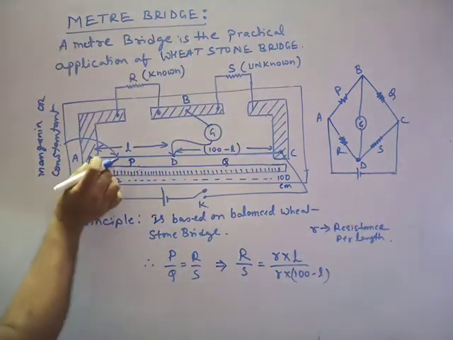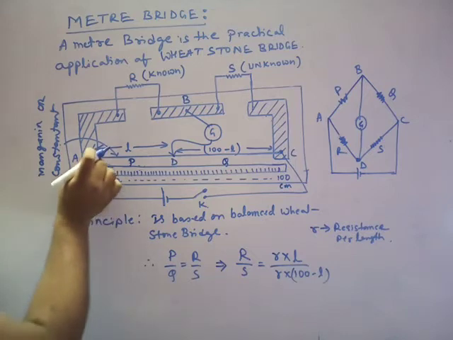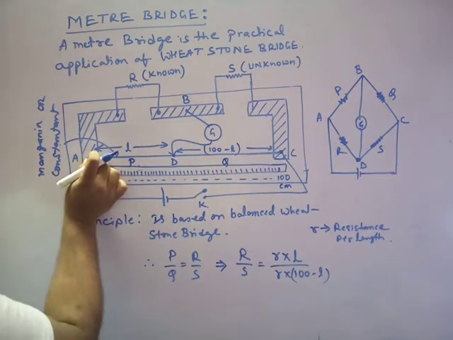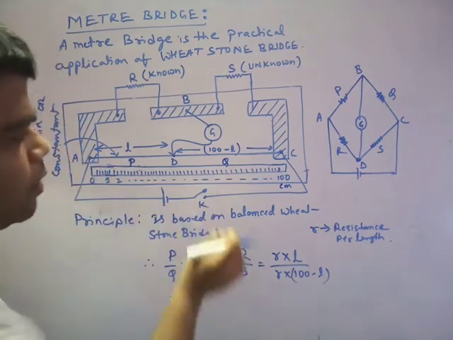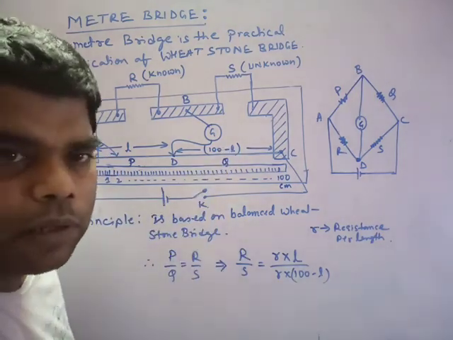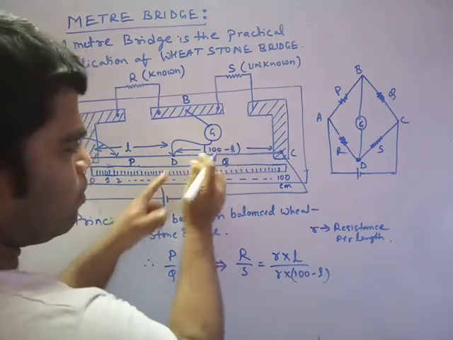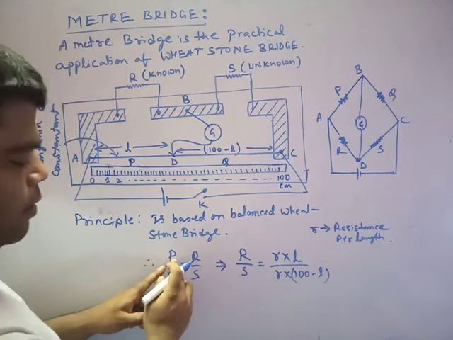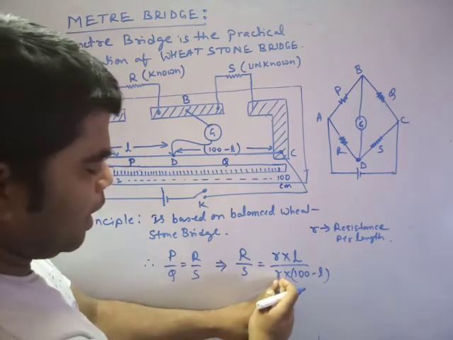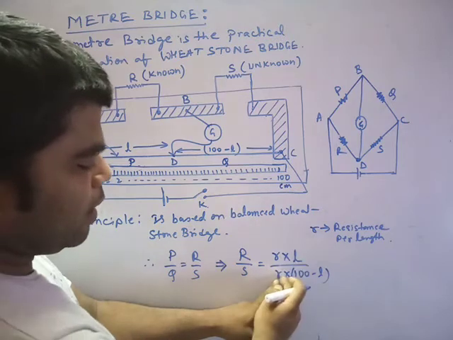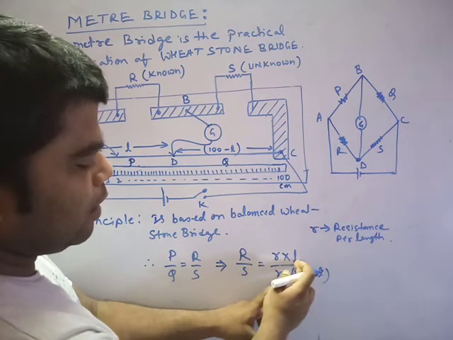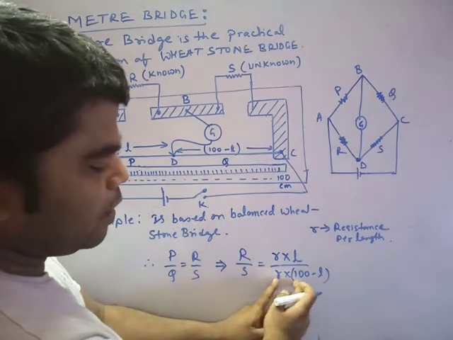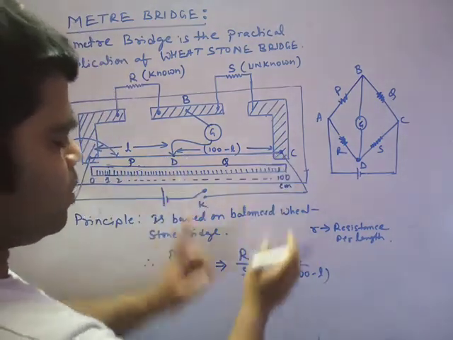Per length means suppose 1 centimeter or 1 millimeter, how much resistance is there? तो 1 millimeter यहाँ पे अगर तुम्हारा 0.1 ohm है तो definitely here also it will be 0.1, and that small r multiplied with the length, I will get the whole resistance, that is P. If I multiply R into L, I will get the resistance of P. If I multiply R with 100 minus L, I will get the resistance of this. So that's why I have written this.